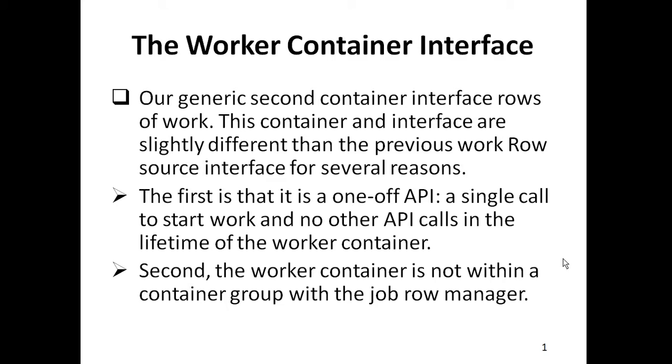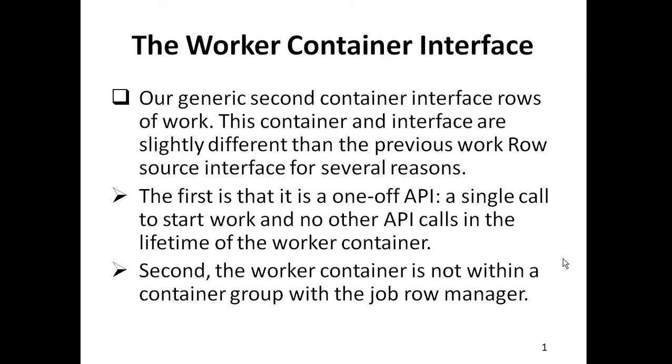My topic: the worker container interface. The second container interface of our generic work queue, the worker container interface, is simply different from the work source interface for several reasons. And there are two types of API system queries. First of all, it is a one-off API: a single call to start work and no other API call in the lifetime of the worker container.